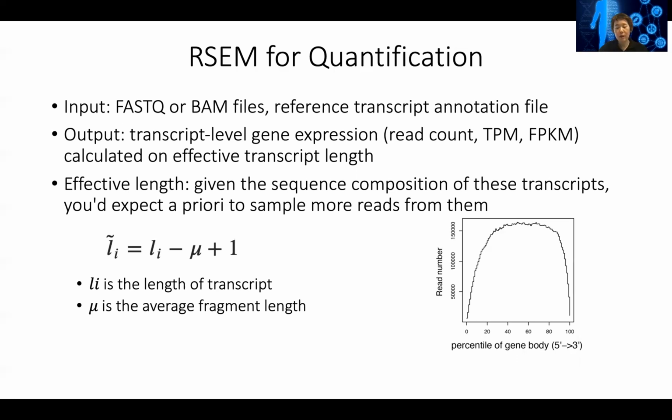You can see here, most of the transcript has good coverage in the middle, but towards the end, both for RT-PCR and also for sequencing, it's harder to reach the end. So the effective length is roughly estimated as the length of the transcript minus the average fragment length of the sequencing library plus 1. That reduces the length of the gene by this fragment length, so you get a more accurate reflection of the expected reads on that gene.